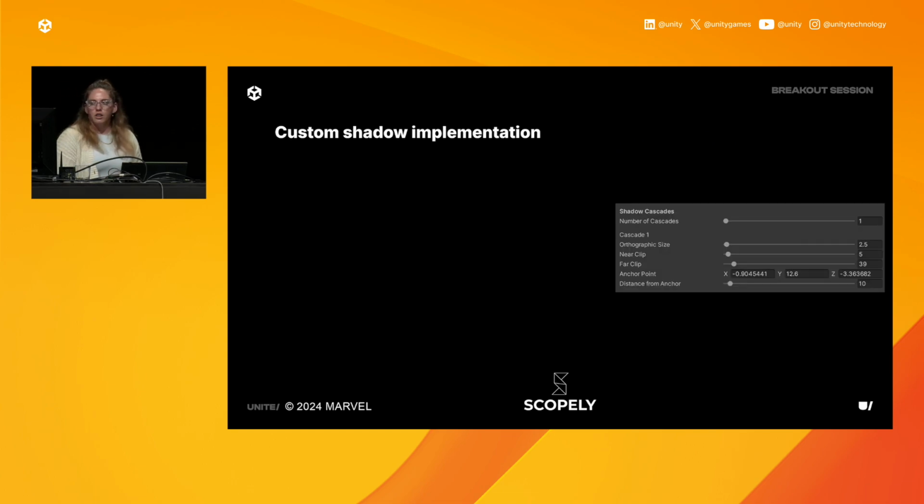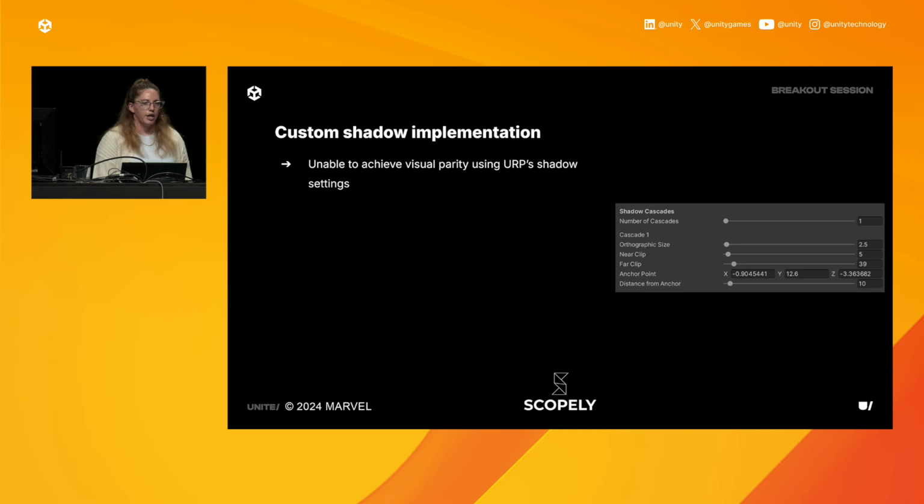So while we were doing the asset conversion tools, we realized that the shadows didn't quite look the same in URP as they did in our original pipeline. We tried modifying a few of the properties, such as the cascade split positions, but we just weren't able to achieve parity there. So we had a custom implementation for shadows in our previous pipeline, and we decided to migrate that to URP. In order to do this, we had to create a custom version of the URP package and modify source code.